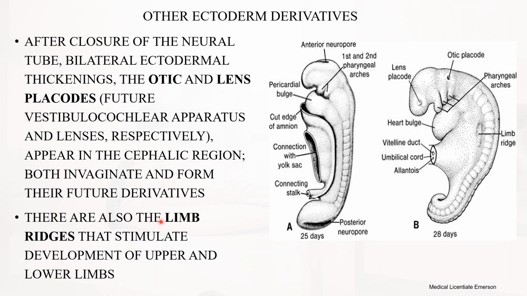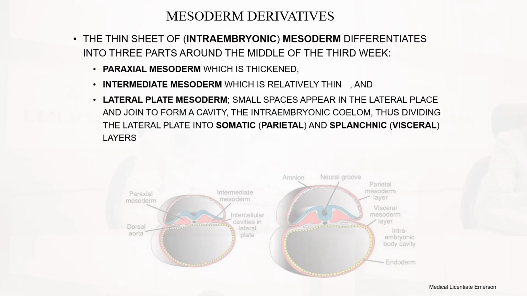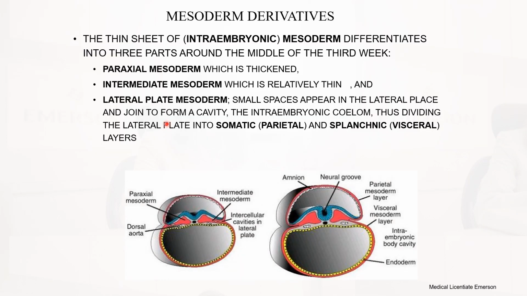Then there are also the limb ridges. These are the limb ridges, which we have seen here. The limb ridges are going to stimulate development of the upper and the lower limbs. So we are done with the ectoderm derivatives.